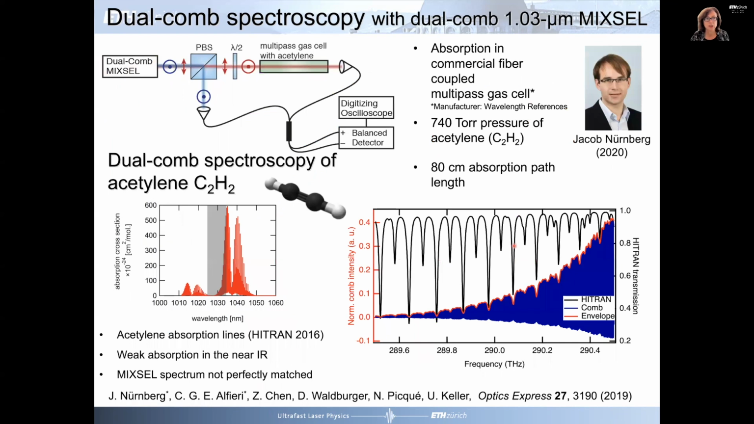We then also did another mixel at 1 micron, 1.03 micron, with femtosecond pulses, so that we had an overlap with the absorption cross-section of acetylene. And we could also successfully demonstrate dual comb spectroscopy in this regime, even though the spectral overlap wasn't perfect, and we could correctly see the absorption line of acetylene. We did that work in collaboration with Nathalie Picqué and a commercial multipass cell to do this demonstration.